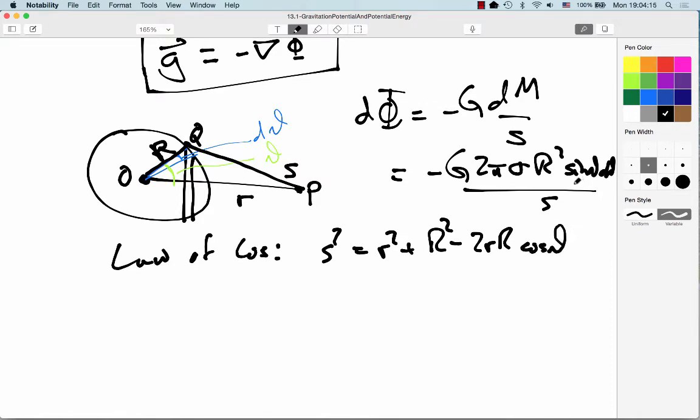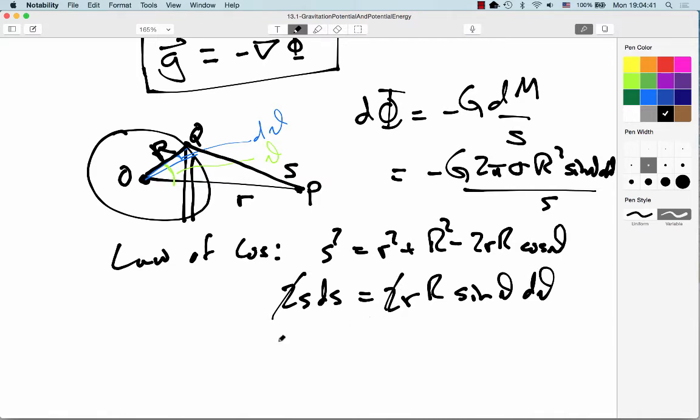And then since we got sine theta d theta just screaming at us there, we differentiate both sides. So we do a formal derivative. We get 2s ds here, constant, constant. We'll be left with a derivative of cosine, minus the sine, minus minus is a plus. We'll have 2rR sine theta d theta, cancel, cancel. And so we have here a sine theta d theta over s. So let's just build that. Sine theta d theta over s we work out to be ds over rR.